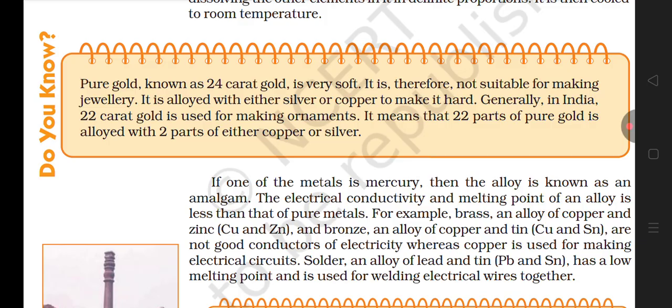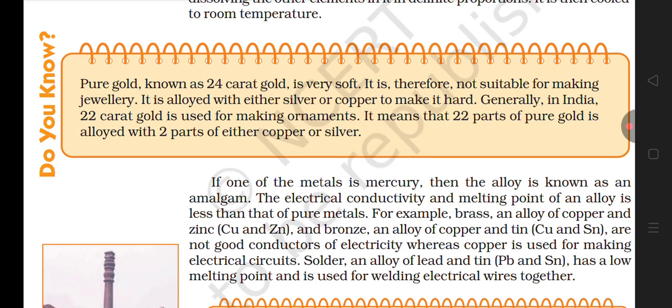Solder, an alloy of lead and tin, that is Pb and Sn, has a low melting point, and it is used for welding electrical wires together. So you must have seen solder in an electrician's shop, or even some people have it in their home also. So it has a very low melting point, and it is used for welding electrical wires together, okay.